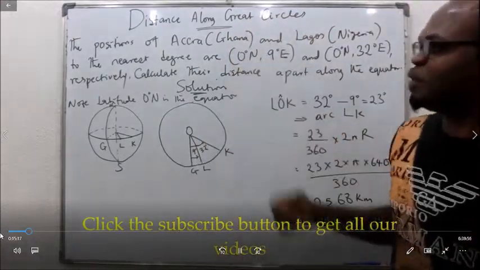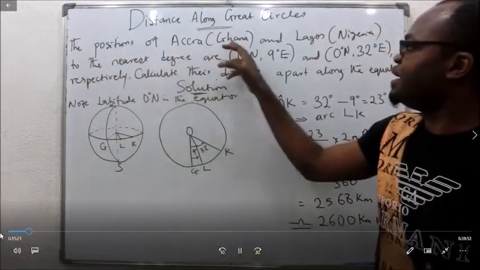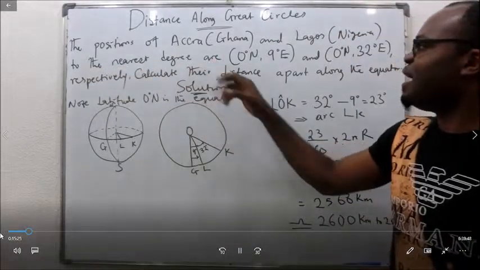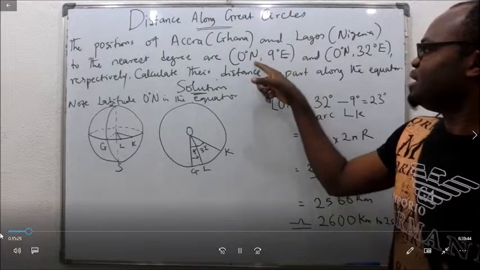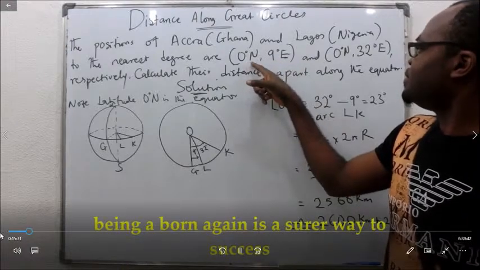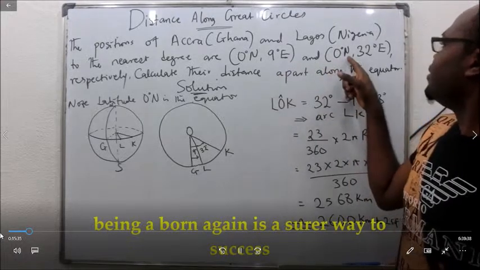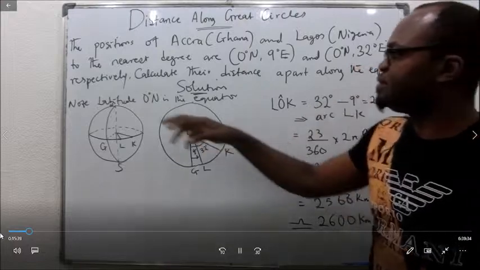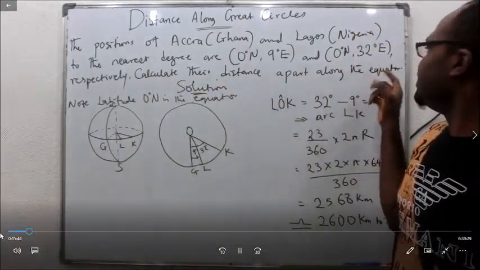So if you have a problem like this in JAMB or WAEC: the positions of Accra in Ghana and Lagos in Nigeria, to the nearest degree, are 0 degree north, that is the latitude, and 9 degree east, and 0 degree north and 32 degree east, that is the latitude and the longitude, respectively. Calculate their distance apart along the equator.